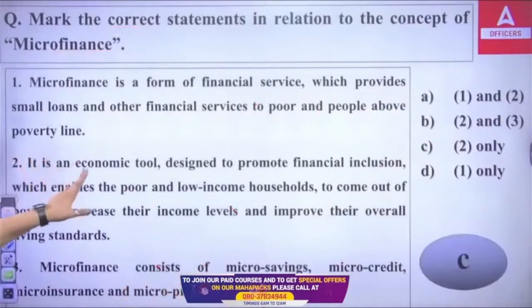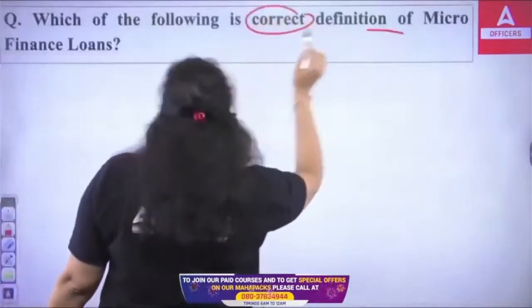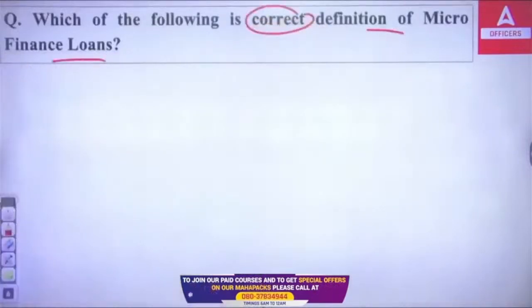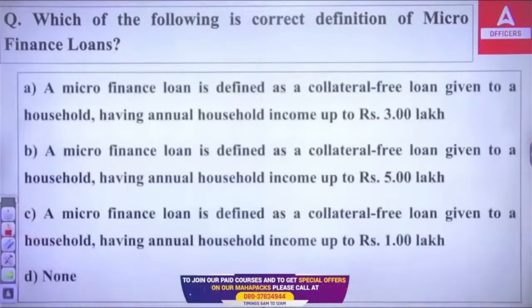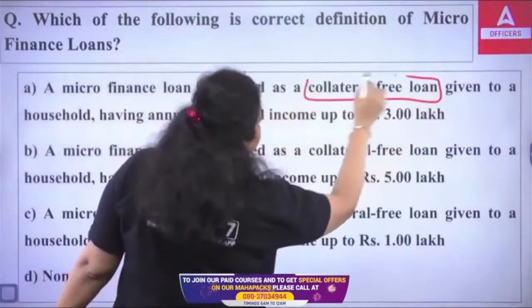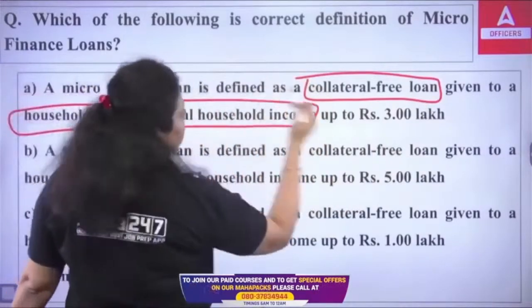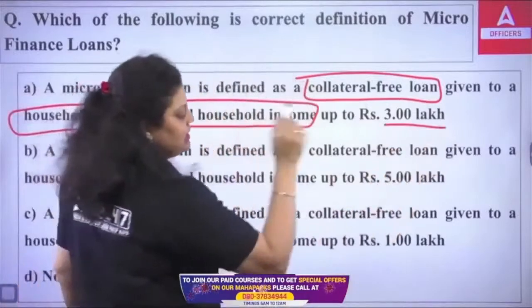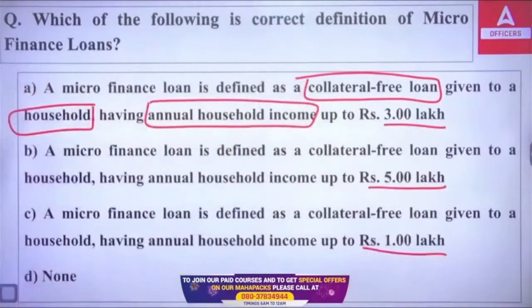Here, C option. Next. Which of the following is the correct definition of microfinance loan? In this particular question you will understand what income limit is required to get the microfinance. So first is saying microfinance loan is defined as a collateral free loan given to a household having the annual household income up to 3 lakh. Okay. Second, up to 5 lakh. Third, up to 1 lakh, or none of the above. So what do you think? Which of the following is correct?